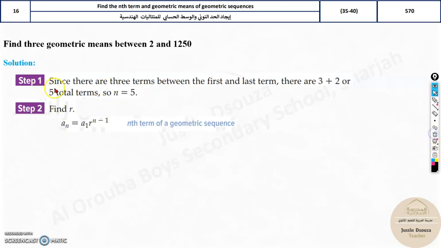To find the r, step 2, you need to use this formula, the nth term of a geometric sequence. a_n is equal to the first term, a_1, multiplied with r, where r is the geometric ratio, and then to the power n minus 1. Now, all you need to do is substitute, because we know the a_n value is 1250, and that is the fifth term. That's why n is 5, minus 1. What is the first term? That is 2.